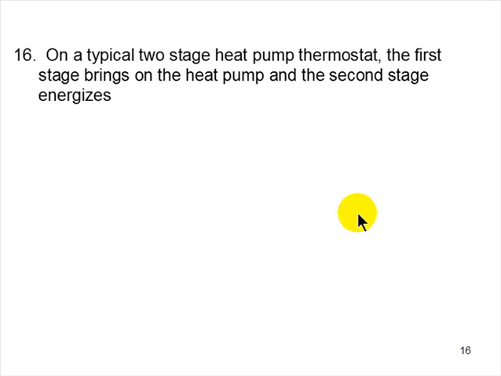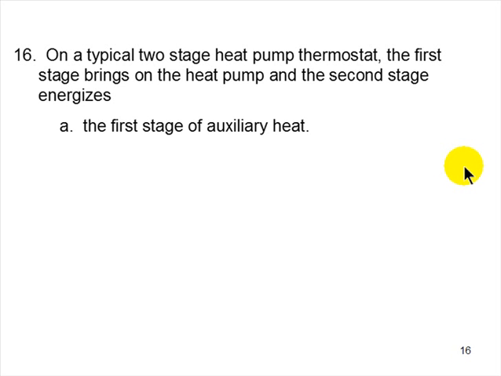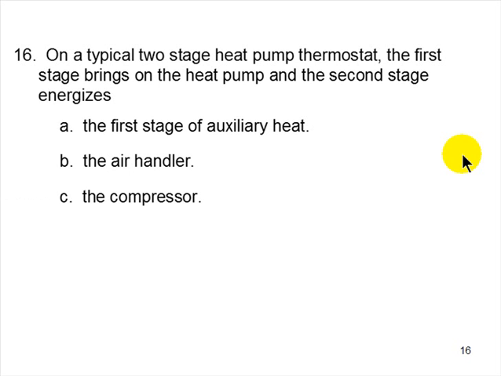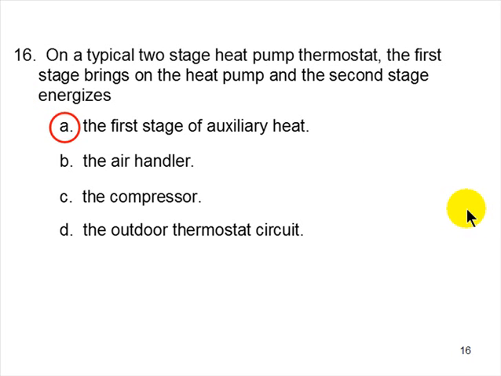On a typical two-stage heat pump thermostat, the first stage brings on the heat pump and the second stage energizes the first stage of auxiliary heat, the air handler, the compressor, the outdoor thermostat circuit. What's the second stage do on a two-stage thermostat in a heat pump? Brings the first stage of auxiliary heat on.